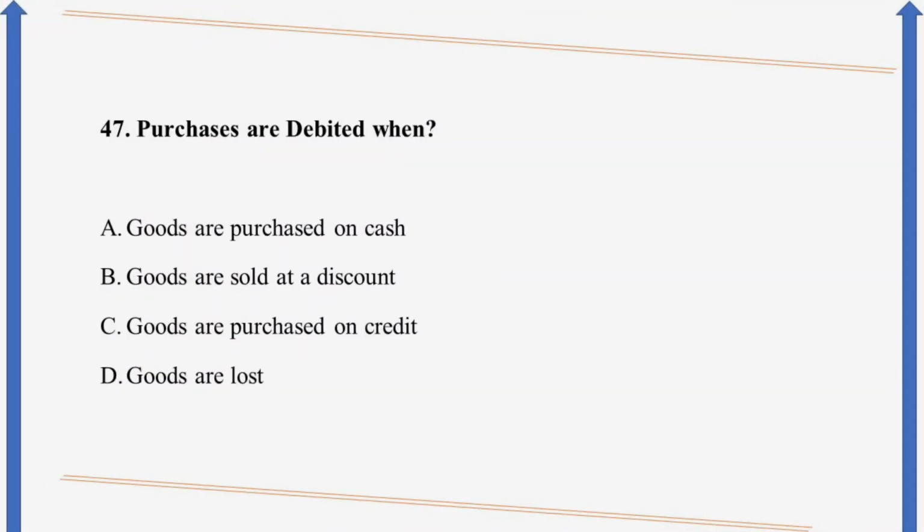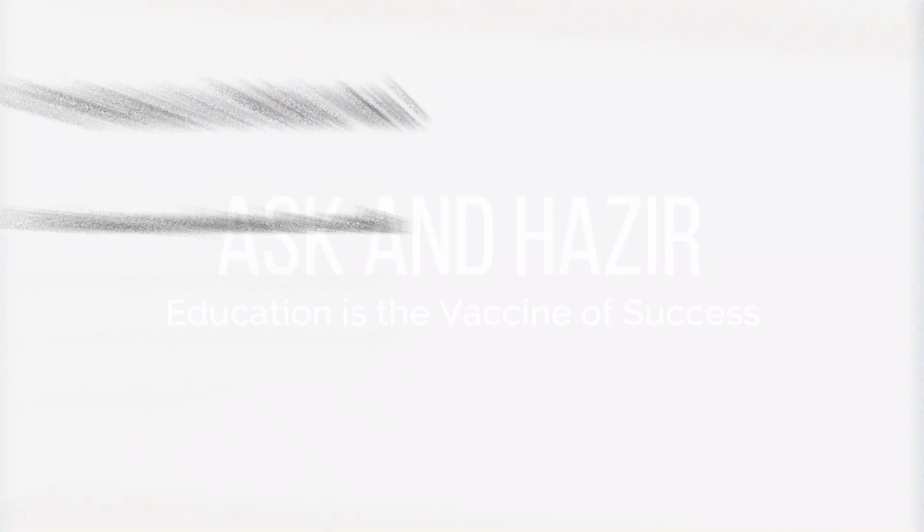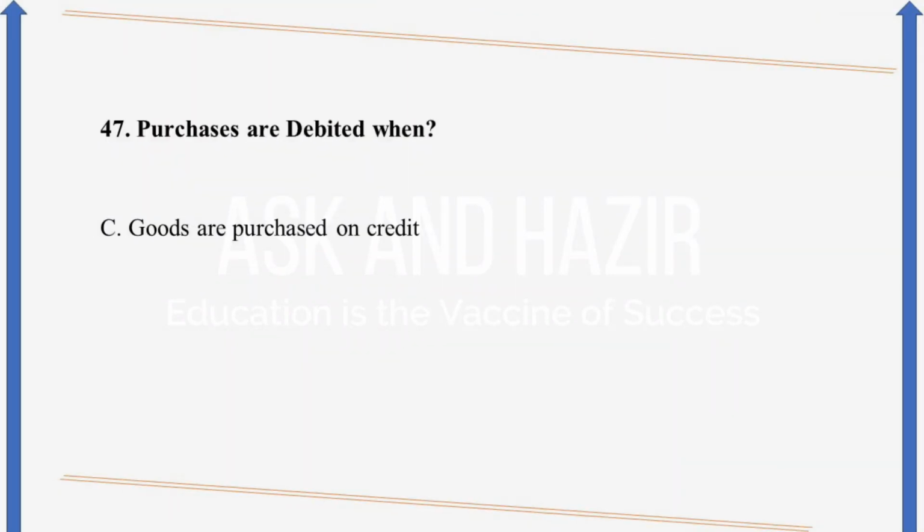47. Purchases are debited when? Goods are purchased on cash. Goods are sold at a discount. Goods are purchased on credit. Goods are lost. Answer, C. Goods are purchased on credit.